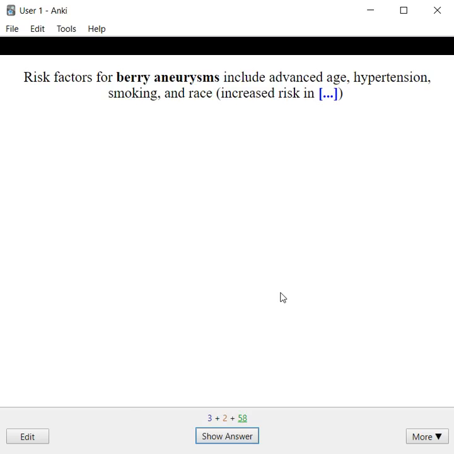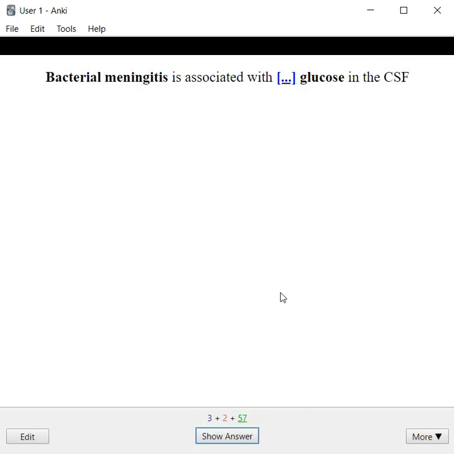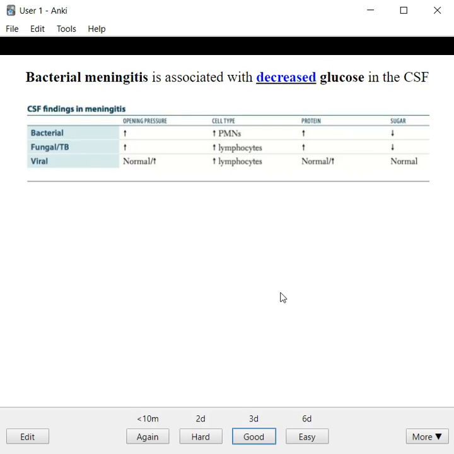Risk factors for berry aneurysms include advanced age, hypertension, smoking, and race. We're talking about an increased risk in what? Blacks. They have an increased risk for berry aneurysms. Bacterial meningitis is associated with what glucose in the CSF? Decreased glucose in the CSF.